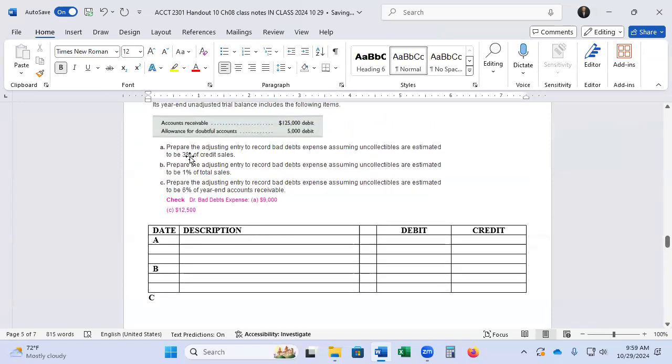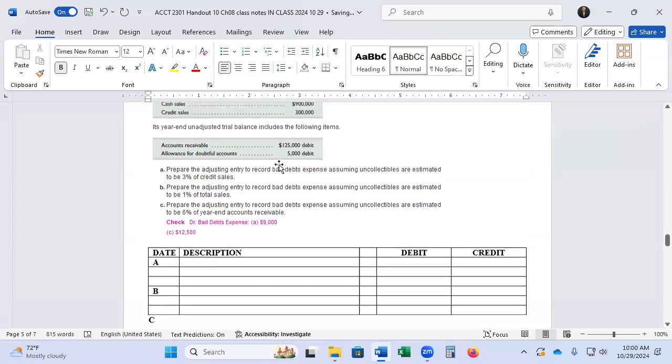And so right now, it's got a $5,000 balance. Okay, so just keep that in mind. Leave that at the bottom. And you can make yours a neater T account. Okay, and so let's look at part A. It says prepare the adjusting entry to record the bad debts expense assuming uncollectibles are estimated to be 3% of credit sales.